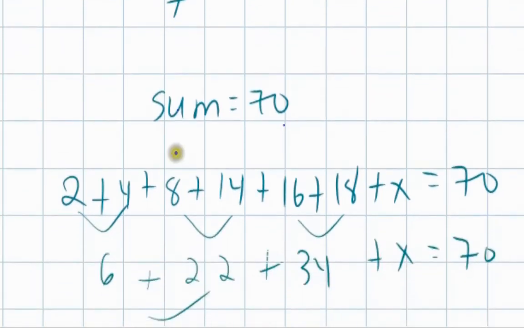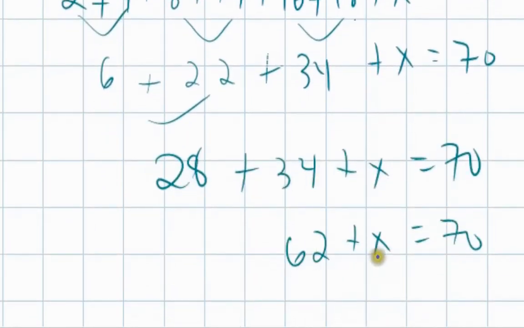Also, we know 6 of the terms. So I listed them here, and then I added plus x to get the 7th term, and then set it equal to 70. I added up all of the numbers, and I got 62 plus x is 70. Then I solved for x, and I got x is equal to 8.